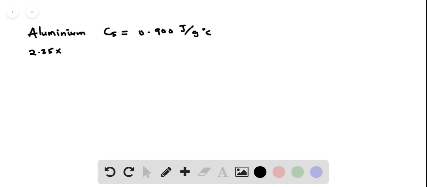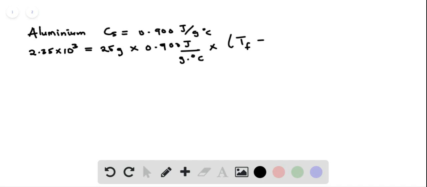Then we can go ahead and do the one for aluminium. The specific heat capacity of aluminium is 0.900 joules per gram degrees Celsius. So this will be 2.35 times 10 to the power 3 equals the mass, 25 grams, multiplied by 0.900 joules per gram degrees Celsius multiplied by T final minus the T initial, 27 degrees Celsius. So this will be 2.35 times 10 to the power 3 divided by 25 times 0.9, plus 27. So the T final in this case for aluminium will be 131.44 degrees Celsius.